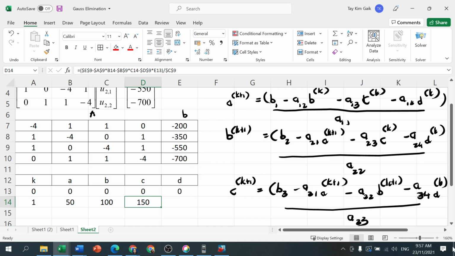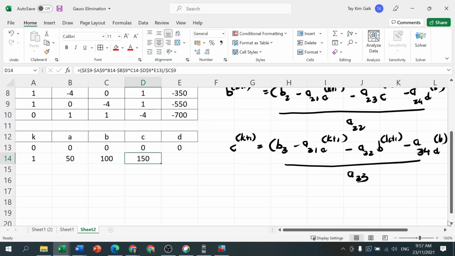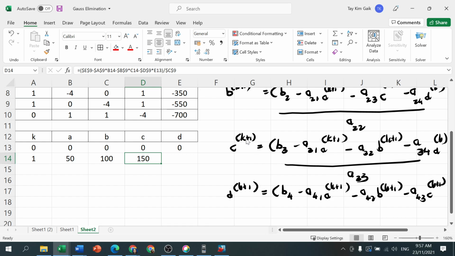Say for some time. And then later on D at step K plus 1. Go to the last row, the last equation, so it's B4 minus A41 times A at step K plus 1, minus A42 times B at step K plus 1, minus A43 times C at step K plus 1. Because C you obtained already, then divide by A44.